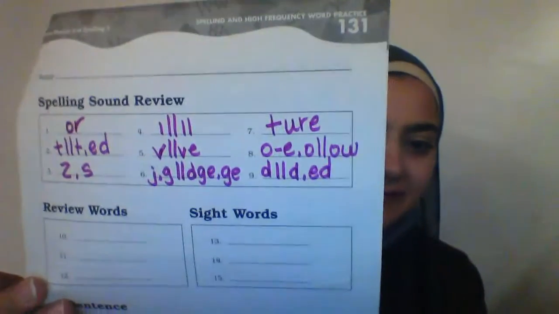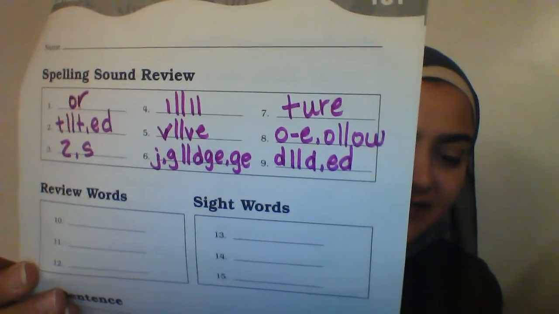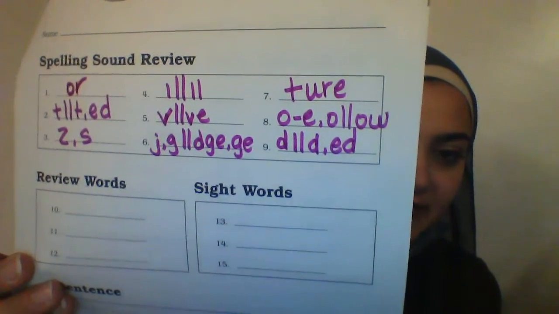I'm going to repeat that again. O consonant E, comma, O final, O-W. Number 9 is D. D, final D, comma, E-D. All right, so your paper should look like mine. If you need some time to copy this down, go ahead and pause the video now.